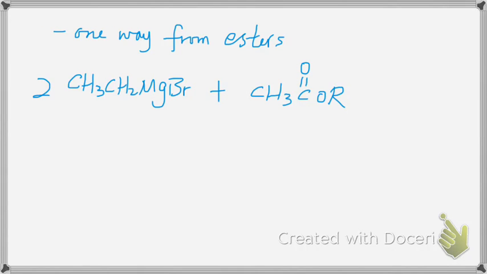So I want you to work out the mechanism of this reaction right here, when we have 2 equivalents of ethyl magnesium bromide reacting with an acetate. Okay, work out the mechanism and see if you will get the same product, the tertiary alcohol that we worked from.